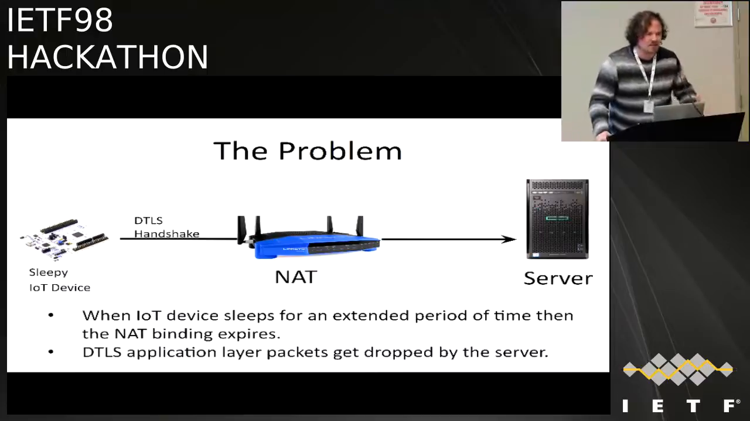If the embedded device goes to sleep and the NAT loses the connection ID, then when you wake back up and try to connect to the server, there's no way to actually punch through that NAT except if the NAT has actually forgotten the reverse translation path.